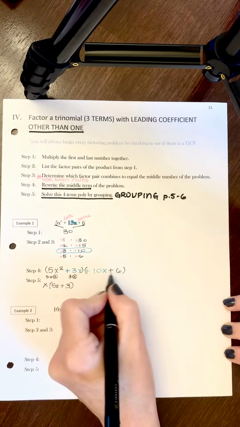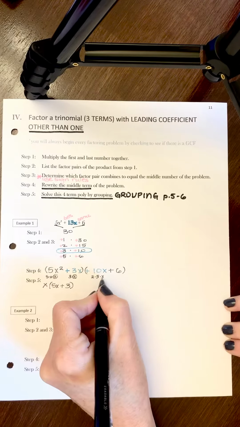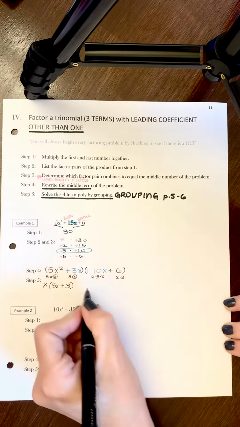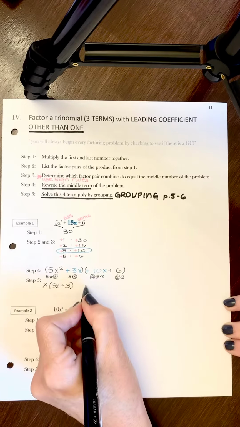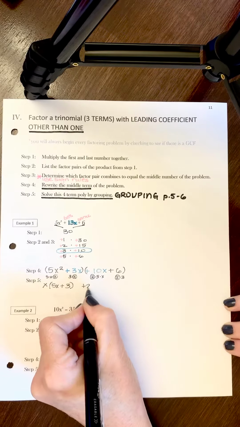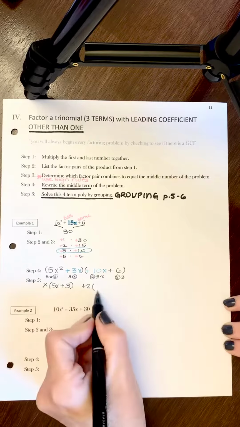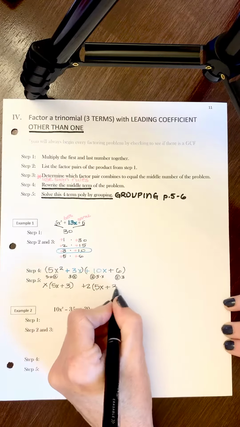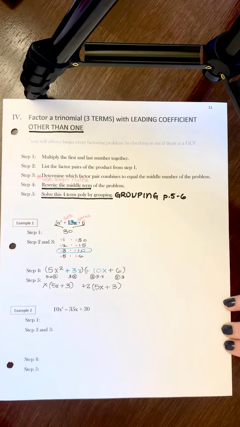Now we go to the second group, and I look at the prime factors. 10x is the same thing as 2 times 5 times x. 6 is the same thing as 2 times 3. They both have a 2, so I'm going to factor out a positive 2. And whenever you do, remember, these binomials should end up looking the same. So right now, you should be checking to make sure. Okay, they do look the same.